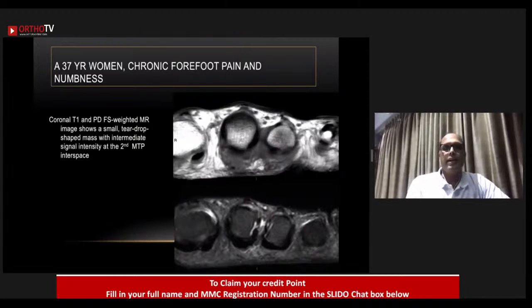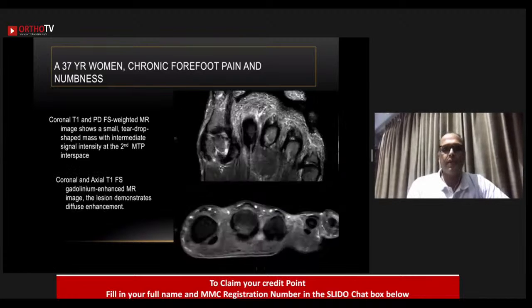Another case, patient with chronic foot pain and numbness. This is a coronal T1 and a PD fat set image. We are able to appreciate intermediate signal in the second web space. The same PD fat suppressed image shows a very dusky intermediate signal, or say a heterogeneous hyperintensity, in that web space. We did push contrast, and we could see that there was some contrast enhancement within.